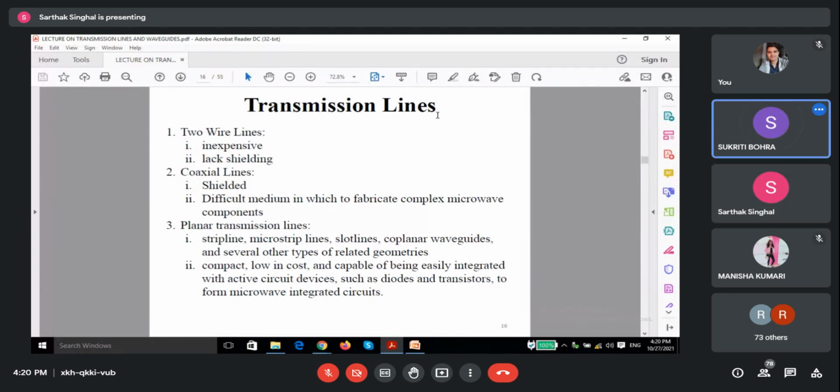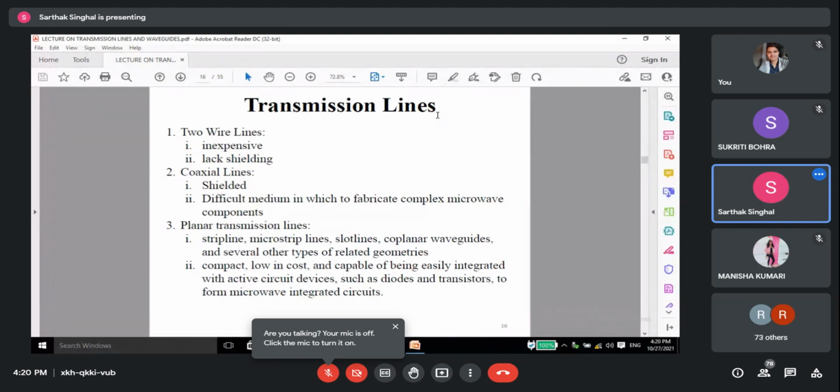Due to the shielding, there were less losses, but for the communication or transfer, it is complex to fabricate any device or microwave component. The third one was the planar transmission lines, which are compact, low in cost, and can be easily integrated with the active circuit devices. This was the basic of micro transmission lines.